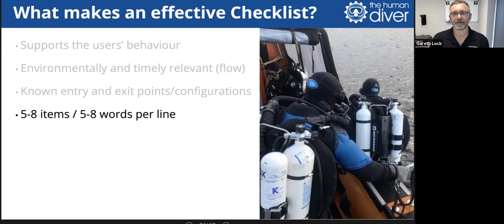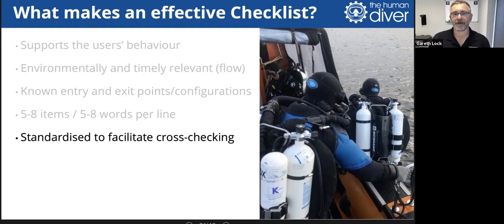Keep it brief. 5 to 8 items, 5 to 8 words per line. That's it. The idea is that you can look at it and scan. You don't have to read every word that's in there. If you can get them shorter, that's great. But what this requires then is competence and skill to operate the equipment, because these should be mental prompts for the actions that you are trained and training to do.